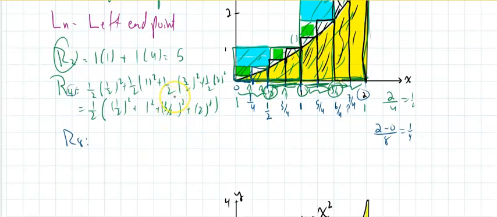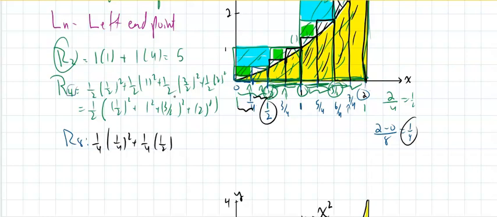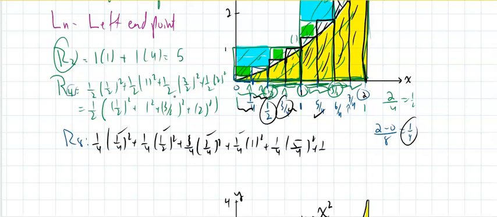And what's going to change? Now the width is going to be, the first piece is going to have a width of 1/4, and the height is going to be 1/4 squared. The second will have a width of 1/4 again, and the height will be 1/2 squared. And then 1/4, 3/4 squared, 1/4, 1 squared. So 1/4, 2/4, 3/4, 4/4, 5/4, 6/4, 7/4, and 8/4. That will be the area.